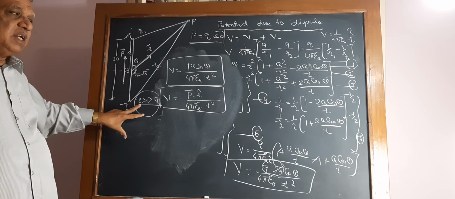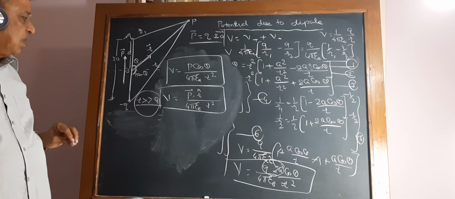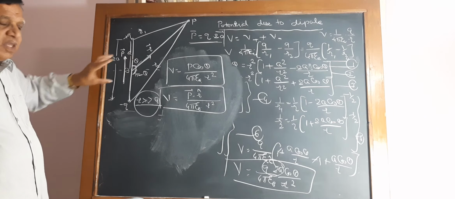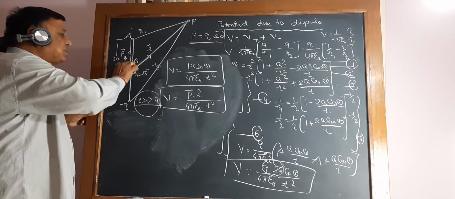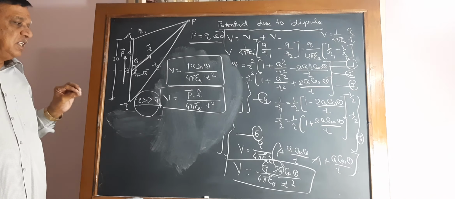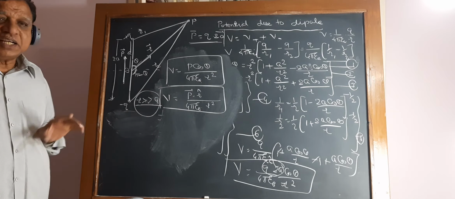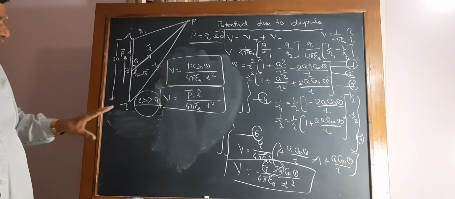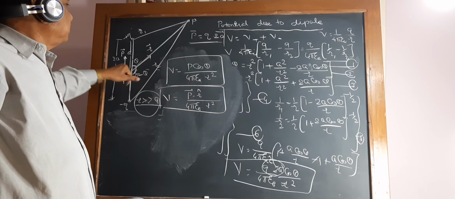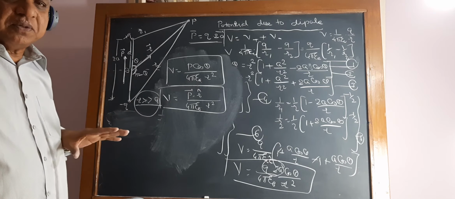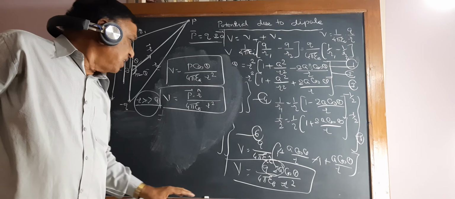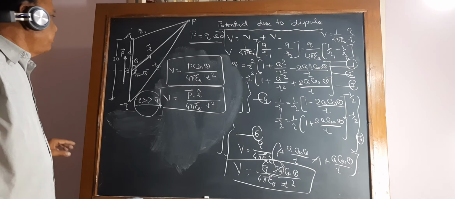This holds only for large distances. If this is a point dipole, meaning the charges are very close, then it is exactly correct. It is an approximation for a common dipole, but for a point dipole, it is exactly correct. Now we are discussing two cases.